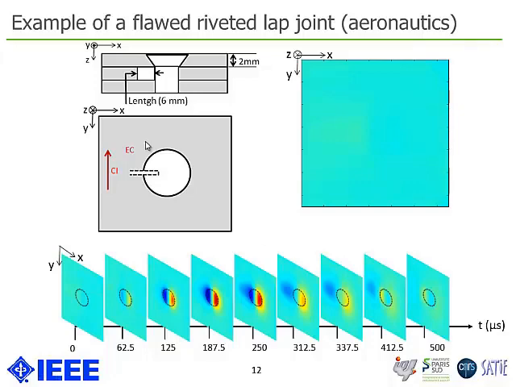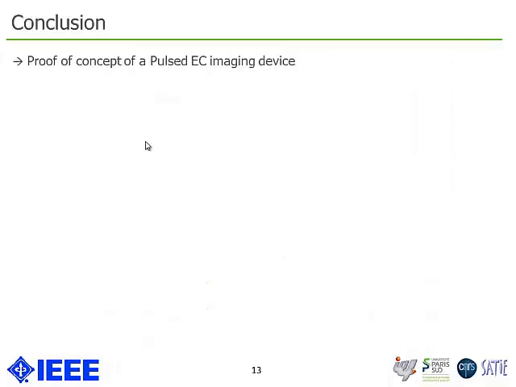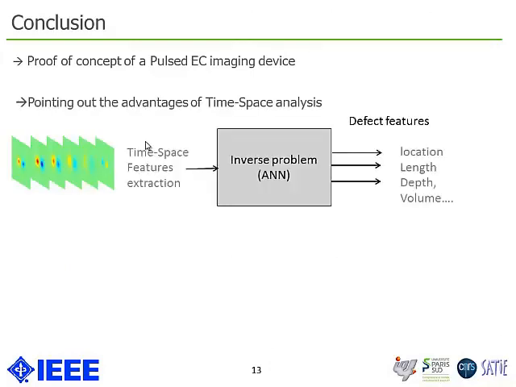So, as a conclusion, I would say that space and time analysis of this type of assembly is very rich, very relevant to try to dissociate various kinds of defects or elements in the structure. We have built a proof of concept for a pulse eddy current imaging device. We have pointed out the advantages that can be obtained by extracting time and space features from these images, and further work could aim at evaluating the location, the length, the depth, and the volume of various defects starting from these features.